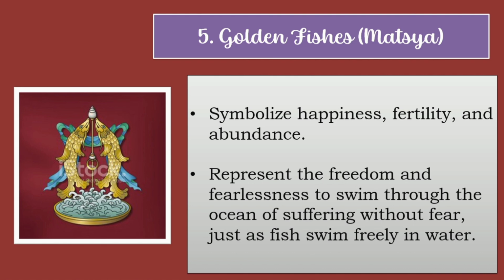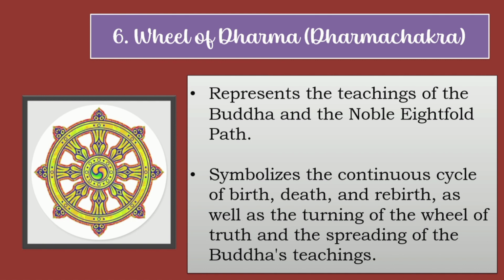Ano? Okay, and then for number 6, the wheel of Dharma. Okay, it represents the teachings of the Buddha and the Noble Eightfold Path. It symbolizes the continuous cycle of birth, death, and rebirth, as well as the turning of the wheel of truth and the spreading of the Buddha's teaching.